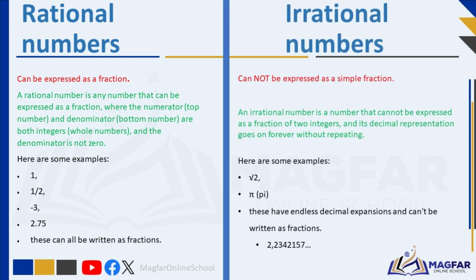On the other hand, irrational numbers cannot be expressed as a simple fraction. You could also say an irrational number is a number that cannot be expressed as a fraction of two integers, and its decimal representation goes on forever without repeating. Some examples of irrational numbers include the square root of 2 and pi. These have endless decimal expansions and can't be written as fractions.